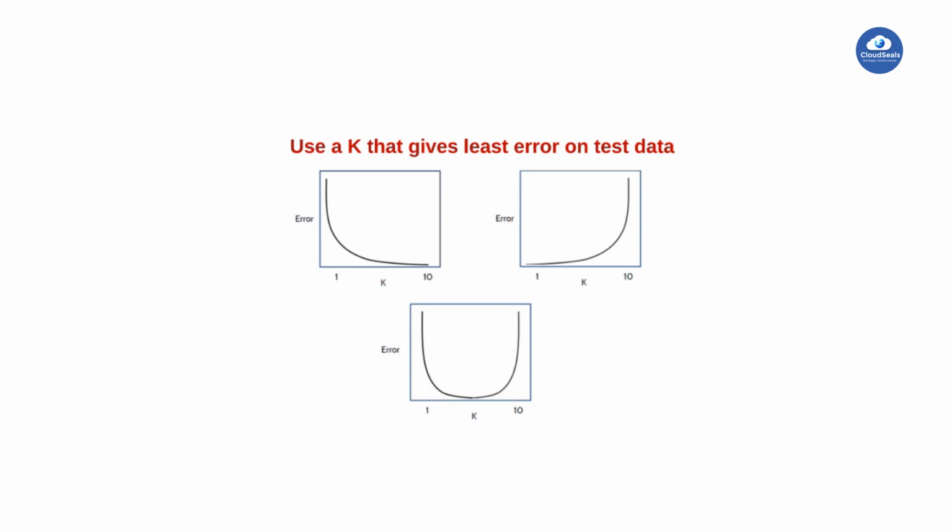Wherever the model error is very low compared to other models, we take that as the final K value to build this model for good results. At that K value only, we will get less error and high accuracy. Okay. Yes, this is how we choose the K value.